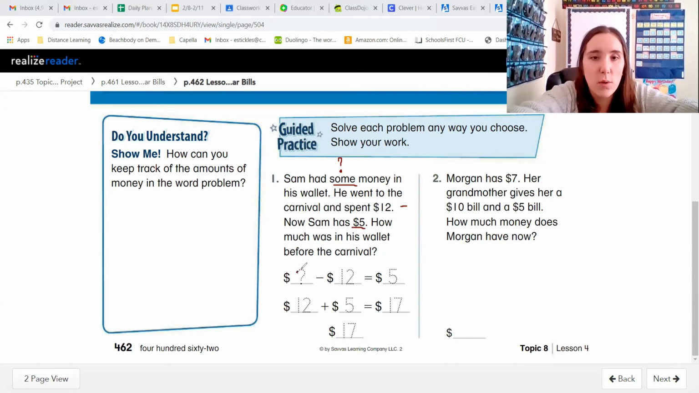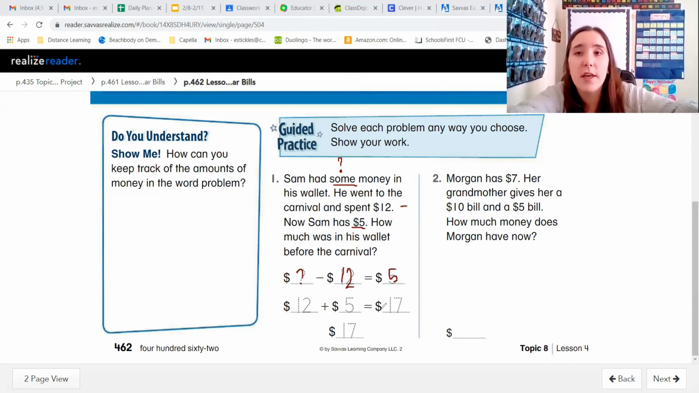I'm going to take the total that he started with minus the $12 that he spent, and I know that equals $5 left. So we need to figure out how we can find how much money he had when he first got to the carnival. So one way we could do it, we can take our $5 that's left and add it to the $12 he spent, and that'll tell us what he started with. So my new equation is going to be $12 plus $5.